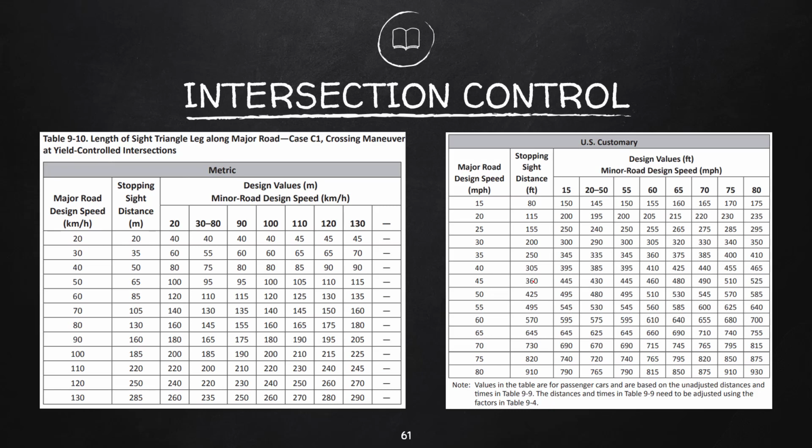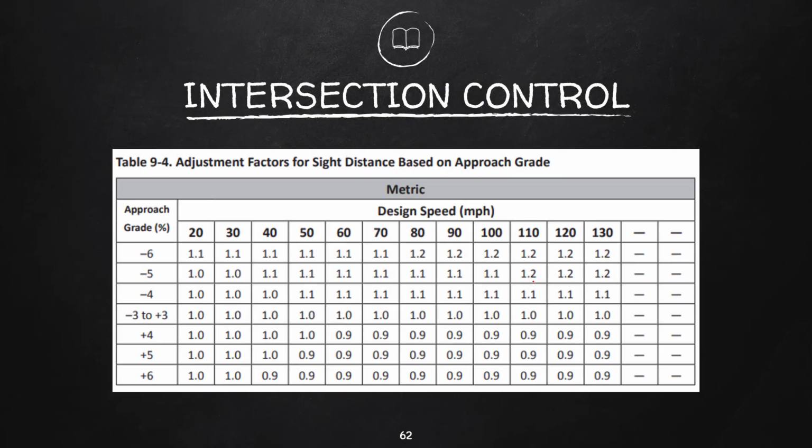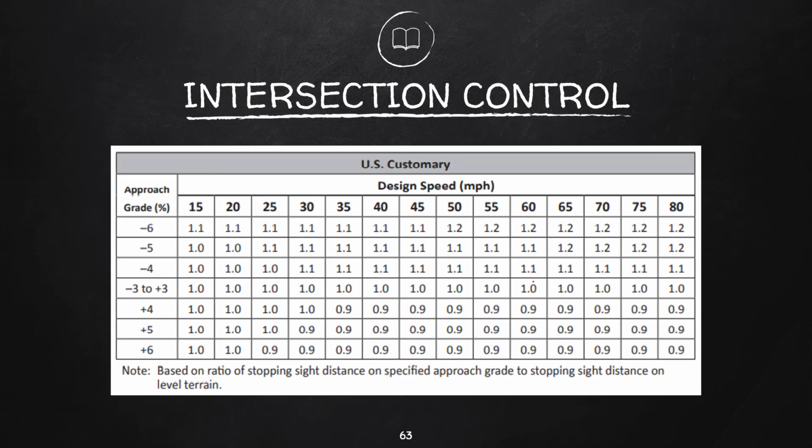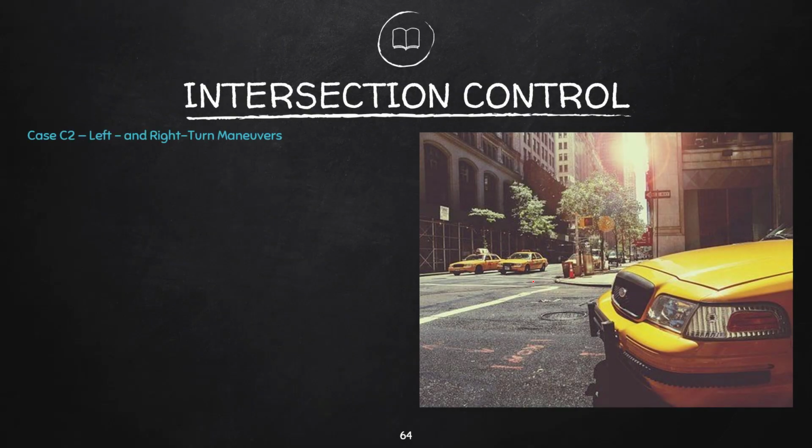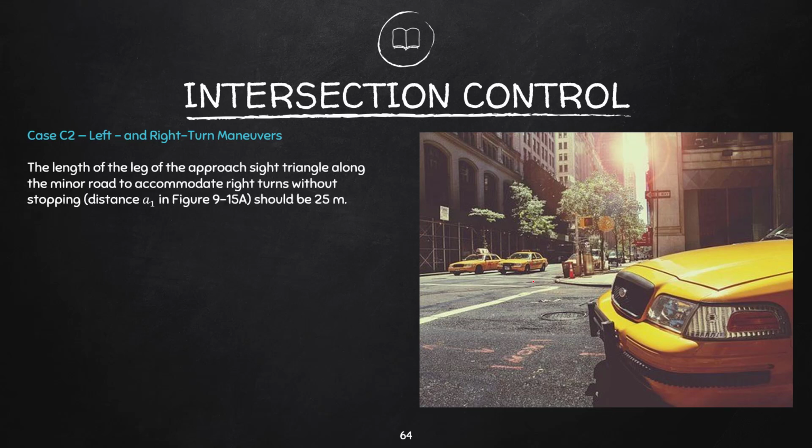So you have it here. Again, this is table 9-4 for your adjustment on grades. And we now move to case C2, left and right turn maneuvers. The length of the leg of the approach side triangle along the minor road to accommodate right turns without stopping, distance A sub 1 in figure 9-15A, should be 25 meters.